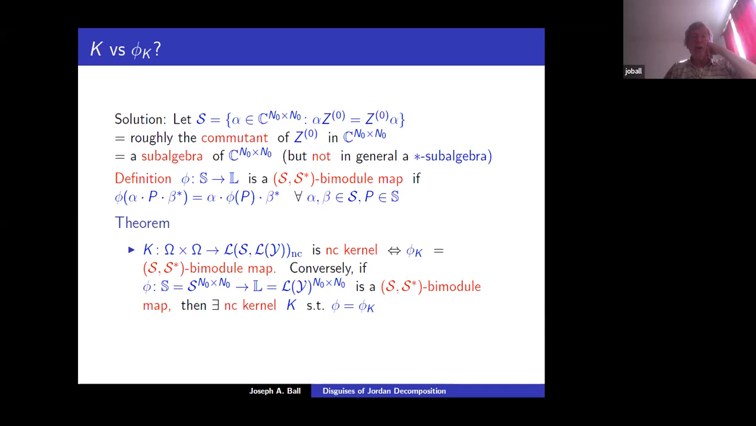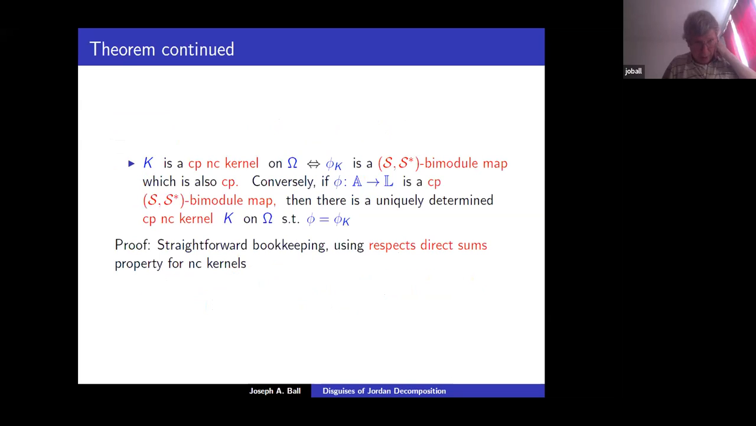And conversely, if phi from N_0 by N_0 matrices over S, that's blackboard bold S, to L is an S-S-star bimodule map, then the non-commutative kernel K is such that phi comes from K as phi_K. Then we have this correspondence. Then this is the tool, theorem continued.